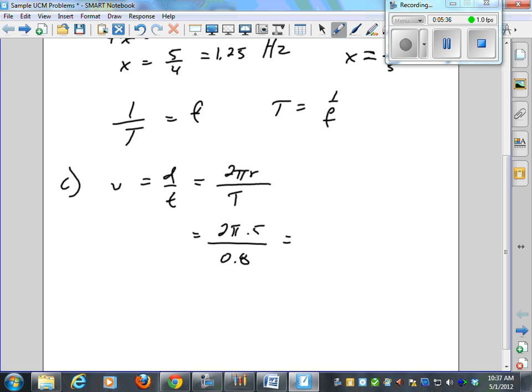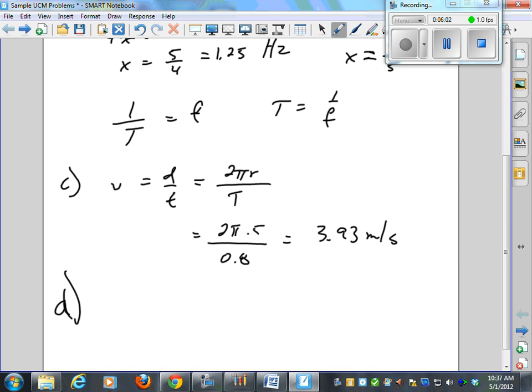0.8, right? And so you get 3.93 meters per second. 3 marks to there, right? Really? 4. Well, probably 5. I don't know. D is to find the what?